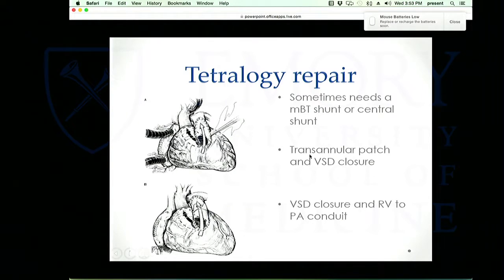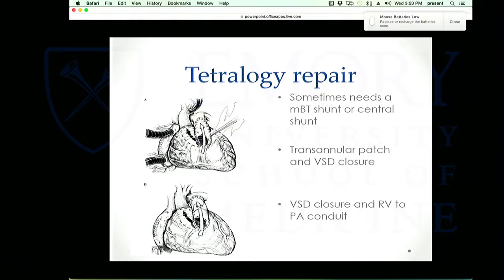But they will also sometimes do a transannular patch, which is depicted here, where they cut across that narrow pulmonary valve, resect out that infundibular, that conal tissue that's obstructing the subvalvular area for the pulmonary artery, and then they'll patch close the VSD.